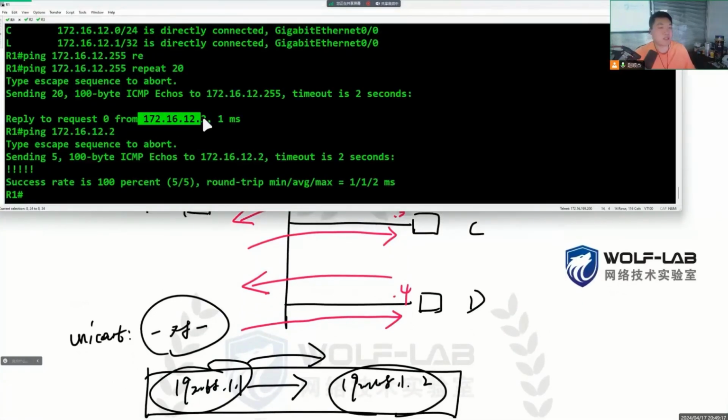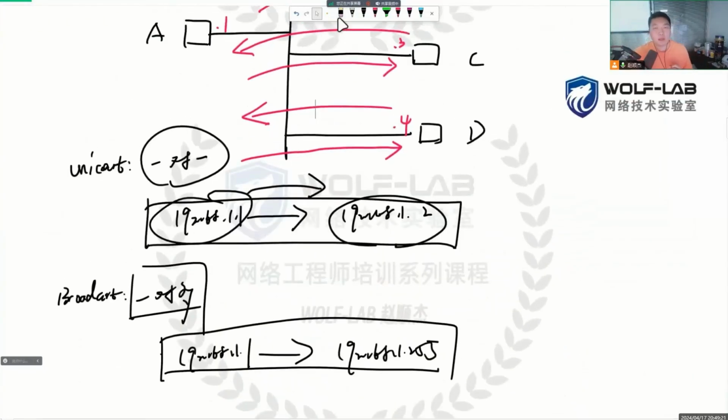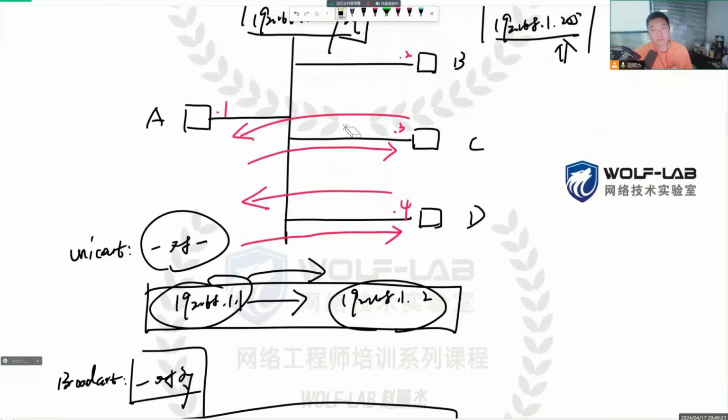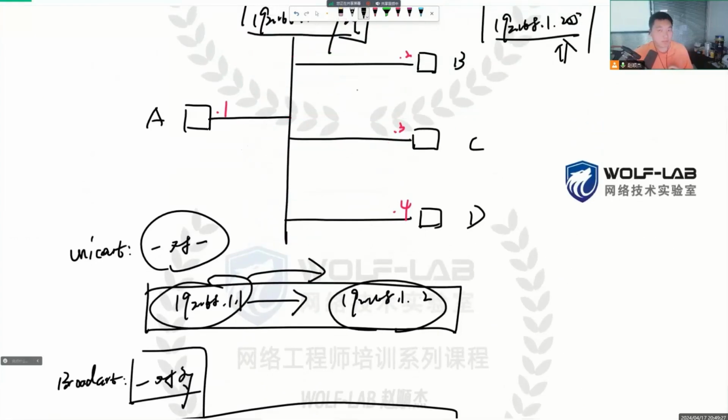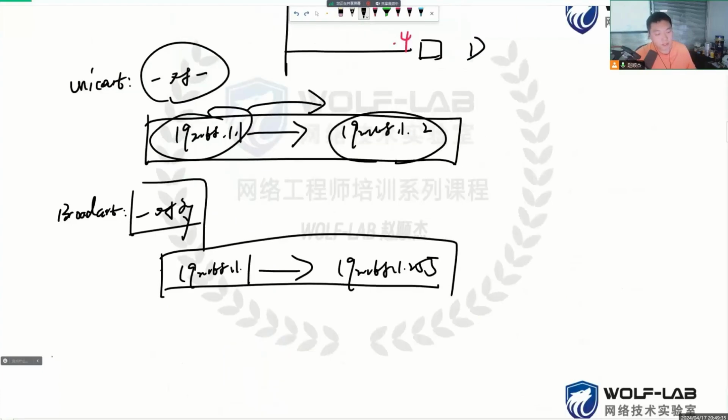So what is multicast? Multicast is also one-to-many, but we can do one-to-many, or many-to-few. This is called multicast. Broadcast is what we call one-to-all, to distinguish it from multicast. Multicast is one-to-many, broadcast is one-to-all, understood?